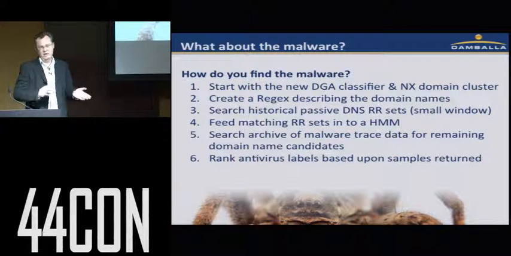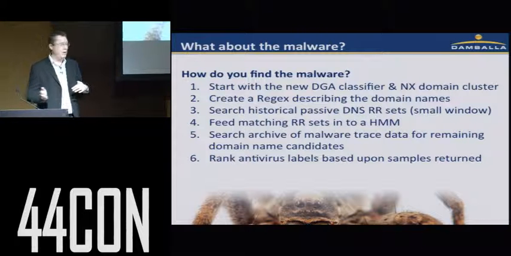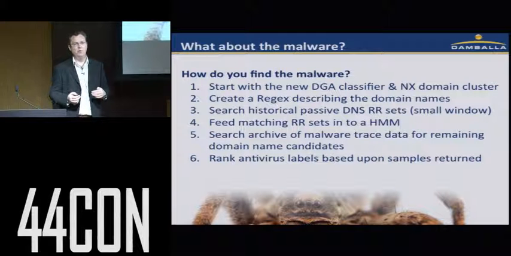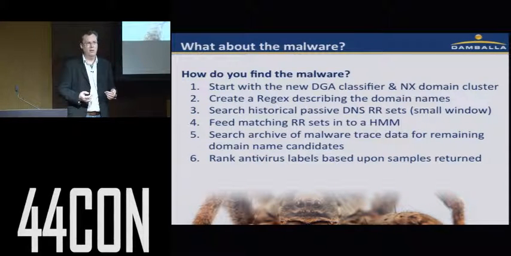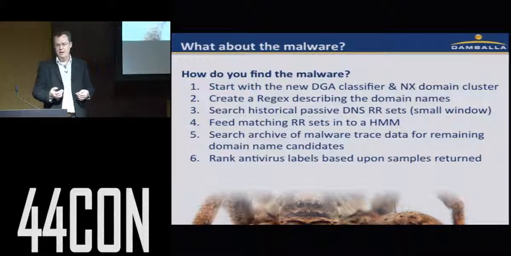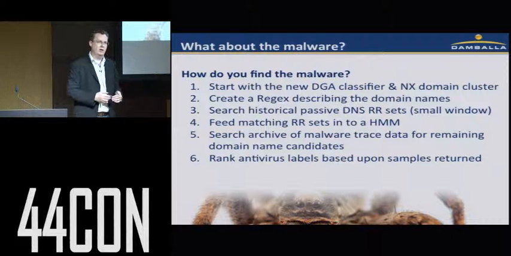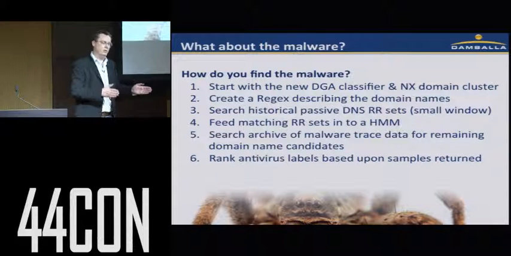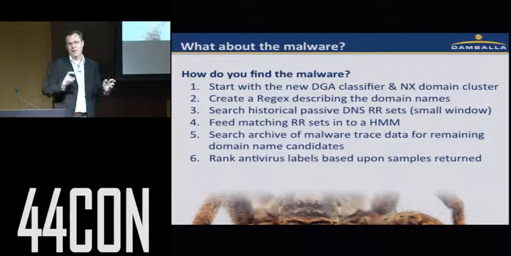You start with a new DGA classifier on an NX domain cluster. You maybe create a regex, if it works, for describing the domain names. You then use that regex to look at all the successful resolutions. You end up with domain names that were successful, and hopefully these are candidates for live command and control servers. If you've got a big repository of all the malware that's been running on your networks, you can search through all the trace data from those pieces of malware for those particular domain names. Then you can rank all those trace files and pieces of malware based on what the antivirus product thinks it is. That will give you an answer, hopefully.